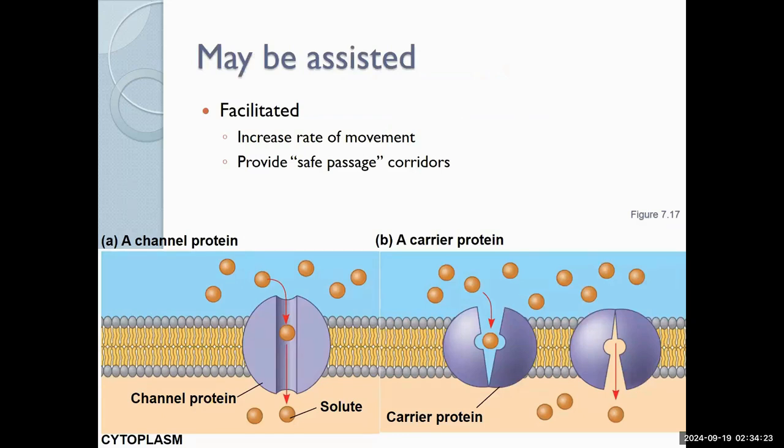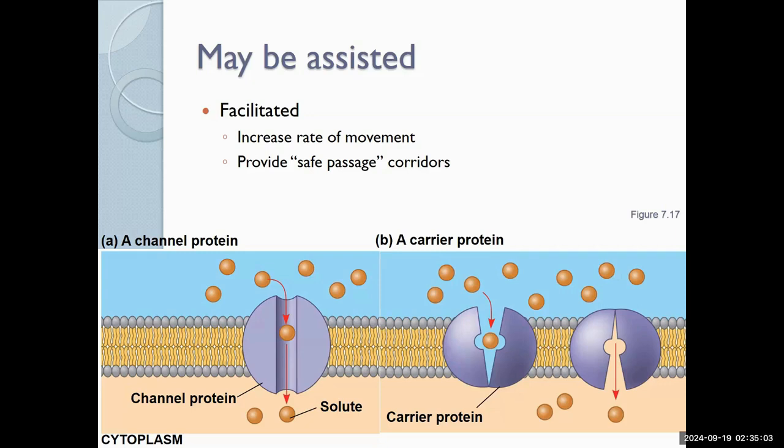Facilitated transport increases the rate of movement of these things that might not move on their own, or it provides safe passage corridors across the hydrophobic phospholipid tails. Some facilitated proteins are channels that look like tunnels through. Some are carriers that open and close, facing the outside versus the inside of the cell as needed. Carrier proteins undergo a very subtle change in shape that moves the molecule they're carrying across the threshold.